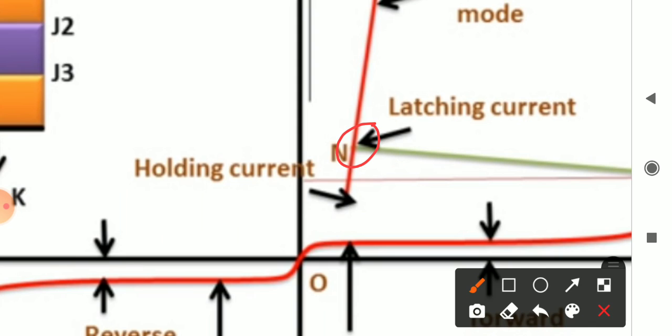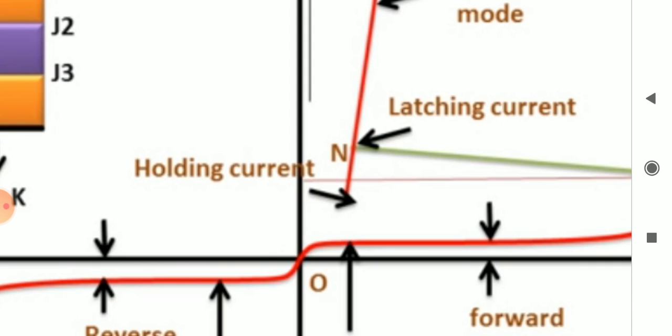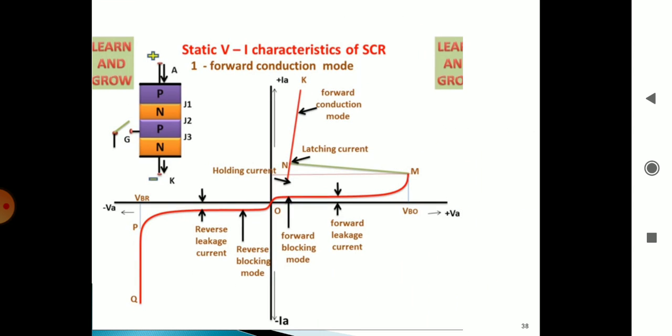And one more current, the holding current. Holding current is less than latching current. If we reduce the current below this holding current, the SCR will turn off. So this is about the SCR's three modes of operation.